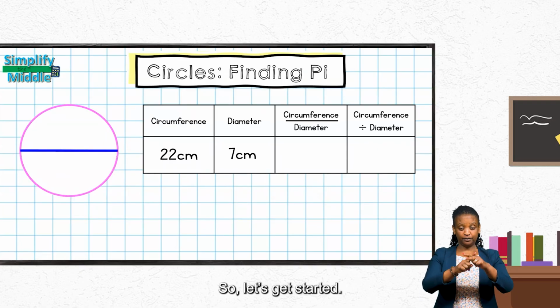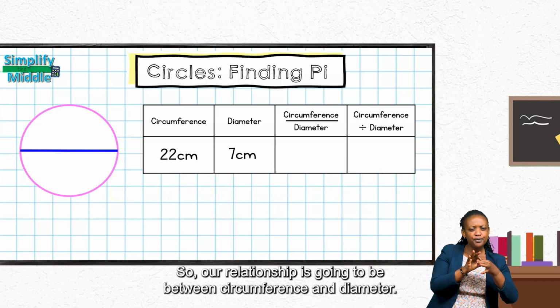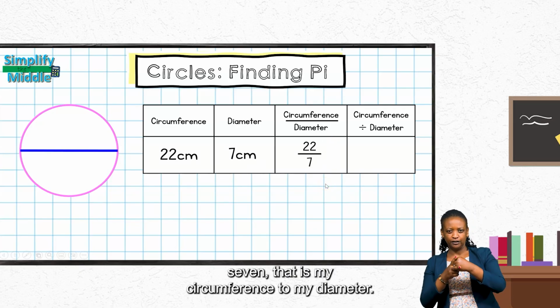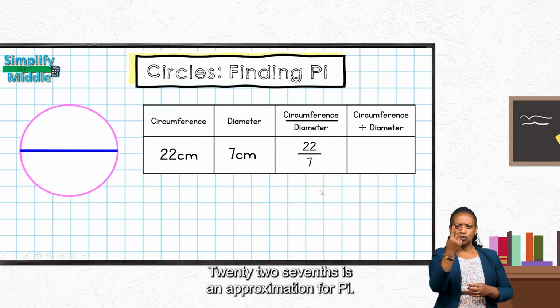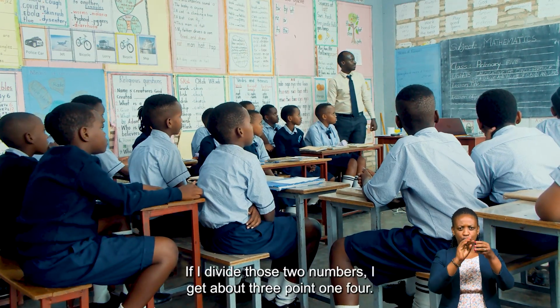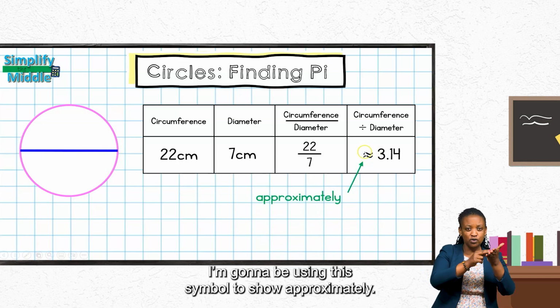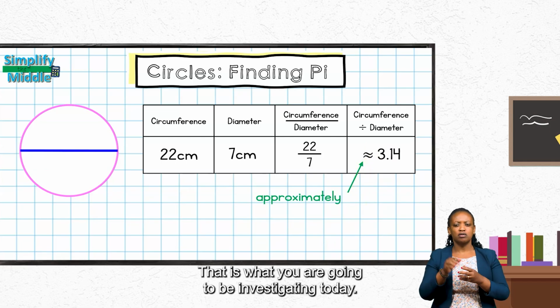So let's get started. Today we're investigating pi, and pi is a relationship. So our relationship is going to be between circumference and diameter. So if I go ahead and write 22 over 7, that is my circumference to my diameter. 22/7 is an approximation for pi. If I divide those two numbers, I get about 3.14. I'm going to be using this symbol to show approximately. Now, does this work for every circle? That is what you're going to be investigating today.